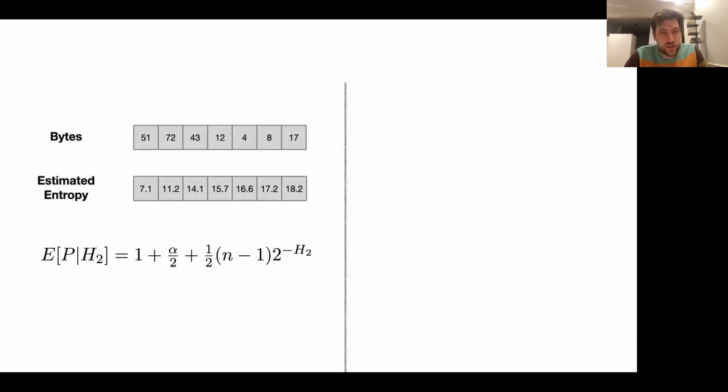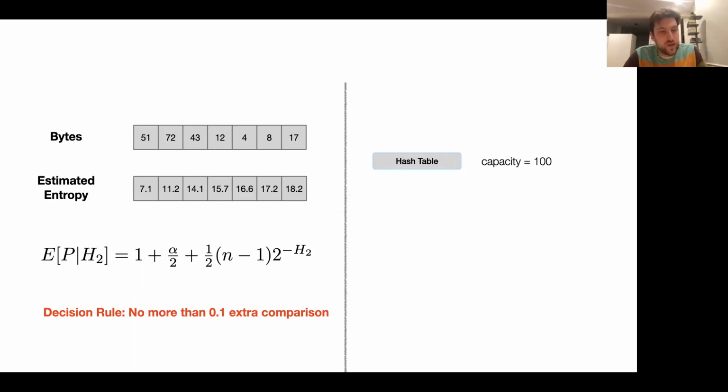So how to use these equations to decide on how to build a hash function is that if we have some hash table, generally this hash table has a maximum capacity before it needs to rehash. So this is what happens in state-of-the-art linear probing hash tables, such as we see in practice. Given that there's a maximum capacity, so we have an upper bound on the value of n, we can use a decision rule that's something like, okay, we want no more than 0.1 extra comparison. And then using the capacity and decision rule, we can decide how many bytes to include in our hash function. So in this case, we would need only 2 bytes.